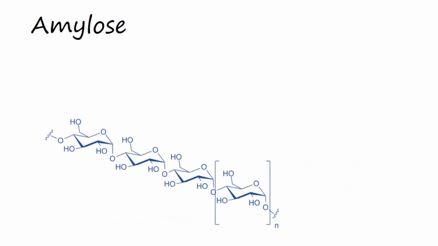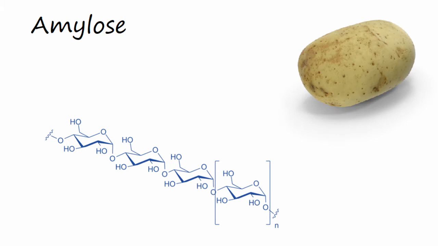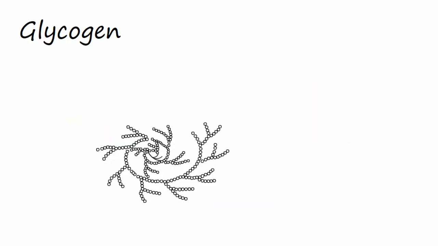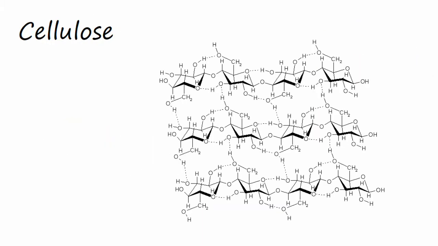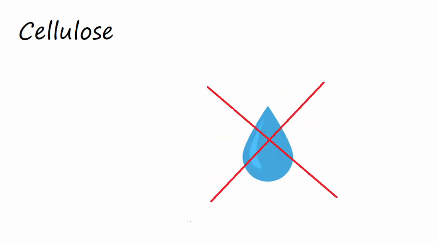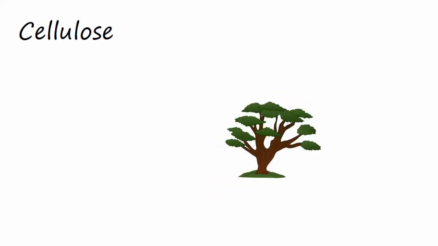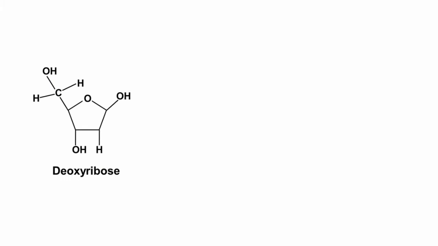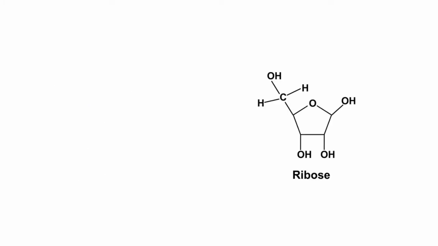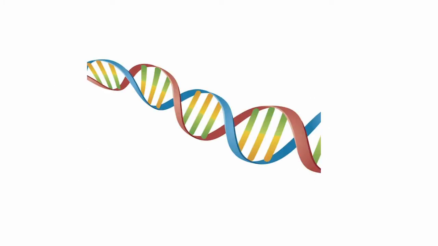Some common ones are amylose, the starch found in vegetables, glycogen, the stored form of glucose in the body, and cellulose, an indigestible, water-insoluble chain of glucose that gives plants their rigid structure. Some carbs, like deoxyribose and ribose, form the backbone of nucleic acids, which we'll discuss in a few minutes.